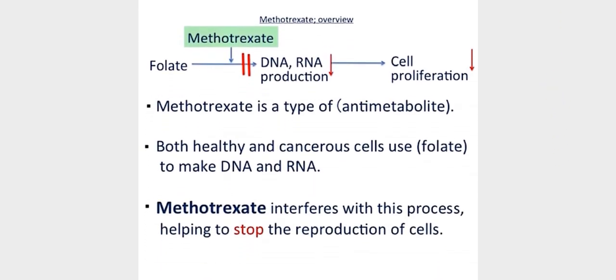Next, methotrexate. Methotrexate overview: folate, methotrexate, DNA or RNA production decrease, cell proliferation decrease. Methotrexate is a type of anti-metabolite. Both healthy and cancerous cells use folate to make DNA and RNA. Methotrexate interferes with this process, helping to stop the production of cells.